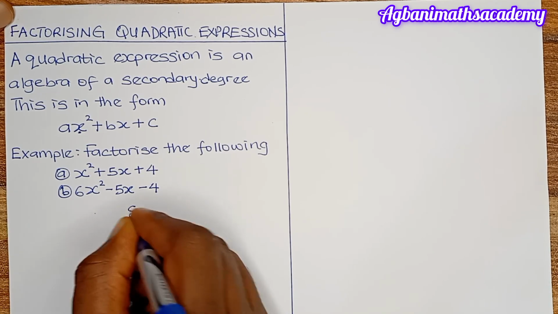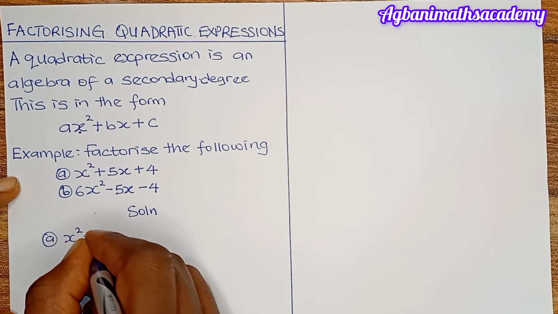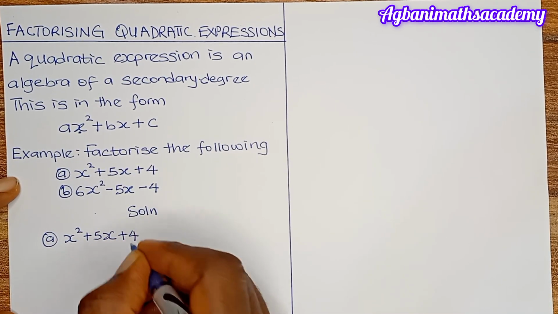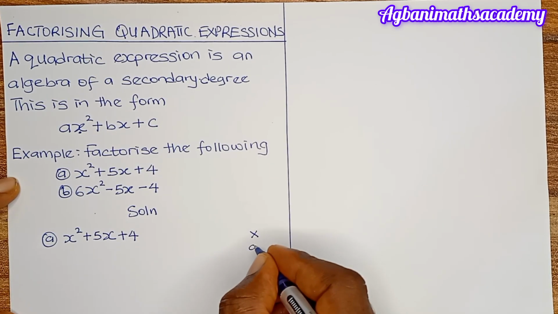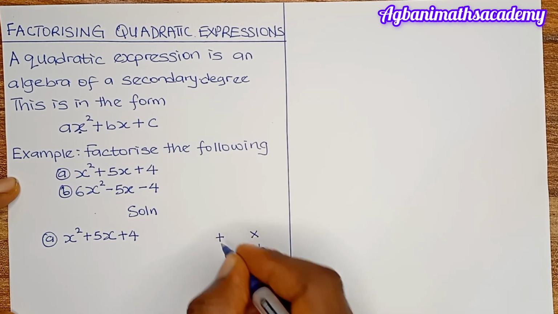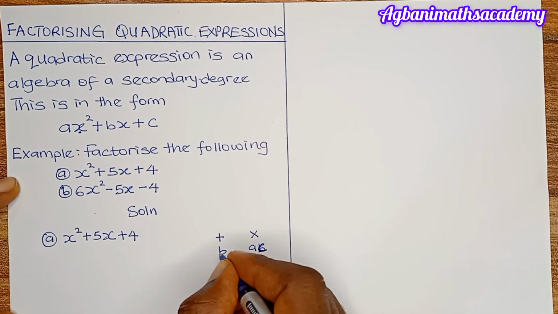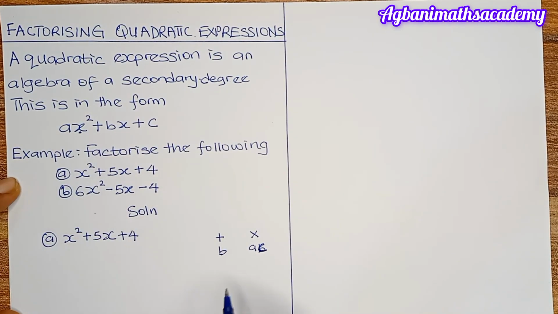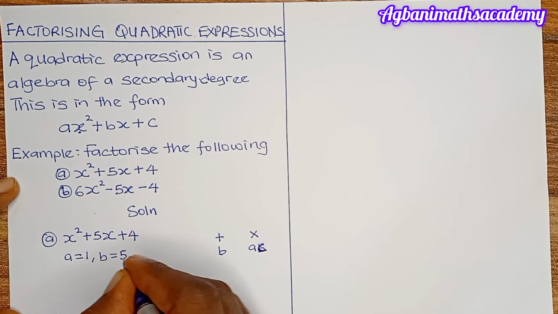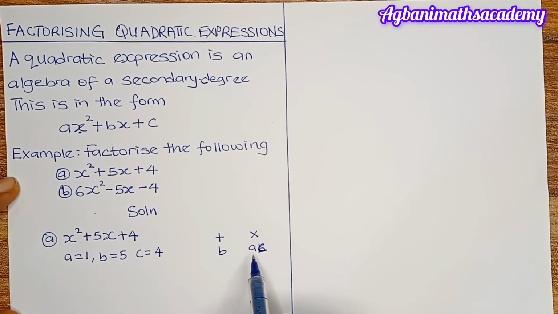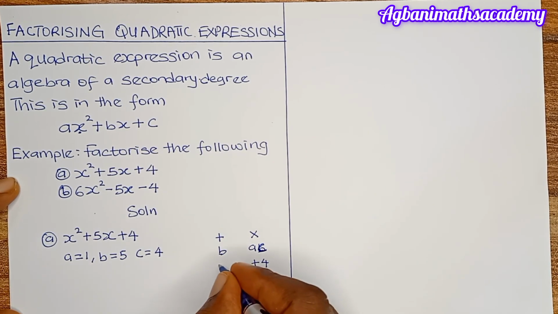So let's solve together. Solution. We have x squared plus 5x plus 4. So in order to split 5x into 2, we are going to look for 2 numbers that will multiply themselves to give us AC, and those 2 numbers will add themselves to give us b. Okay, so while we are comparing this to this, we found out that our a is equal to 1, our b is equal to 5, and our c is equal to 4. So AC is equal to 1 multiplied by 4, which is plus 4. And our b is equal to plus 5.